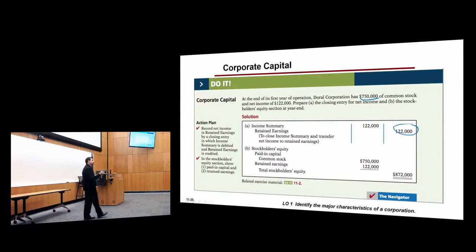You have net income, you close net income to retained earnings. Once you close net income to retained earnings, this amount will go on the balance sheet under retained earnings. Then you look at the paid-in capital. We could have had, for example, preferred stocks as well. You list all the investments made by shareholders. It could be common stock, preferred stock, or paid-in capital in excess of par value. Any questions?